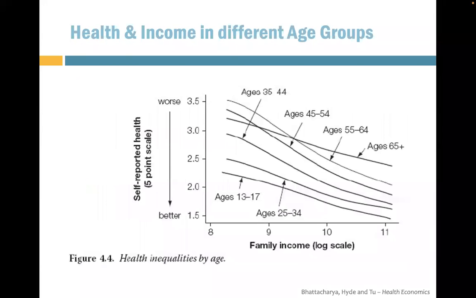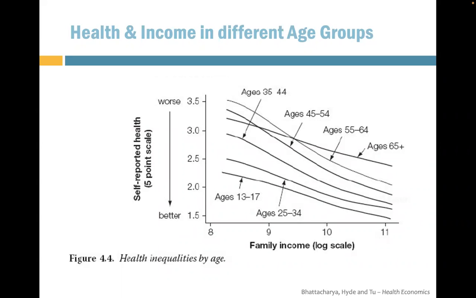Okay, so here are two different graphs that show what we just talked about. If we separate people into different age groups and we draw them across income, the axis is log family income. We can see that as income goes up, all of these lines are downward sloping, are decreasing, which means that self-reported health is becoming better. Okay, because the y-axis is self-reported health in terms of worse is higher, better is lower.